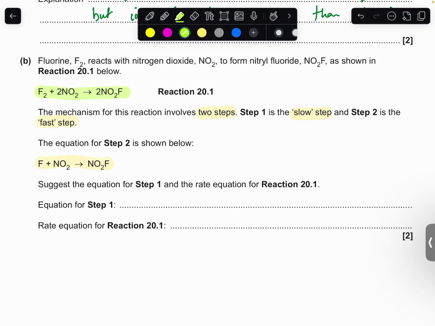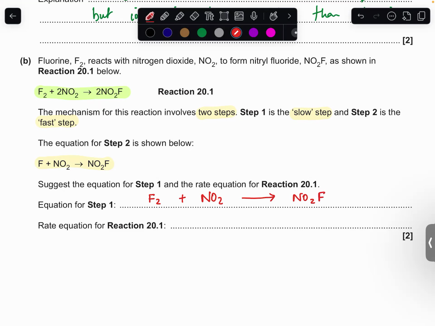So, can you see that the slow step, how do we extract the slow step, or step 1? You see fluorine, which is not in the fast step, must be reacting in the first step. Notice there's one NO2 in step 2. That means the other NO2 must have reacted in step 1. This would give you one NO2F. We look at the products to give us a hint what's been made.